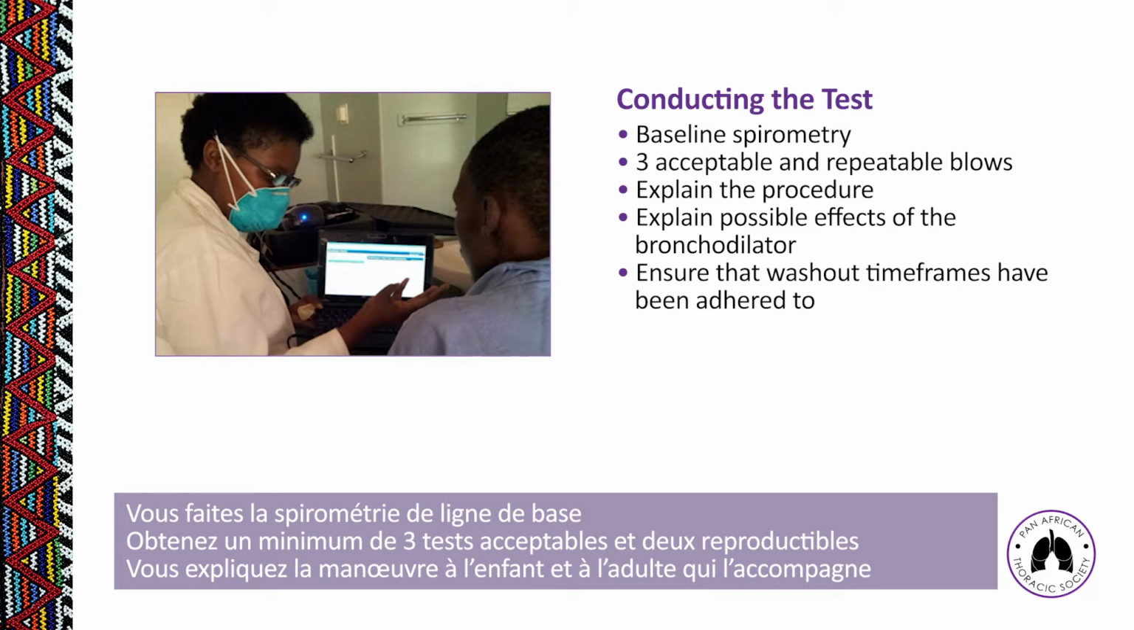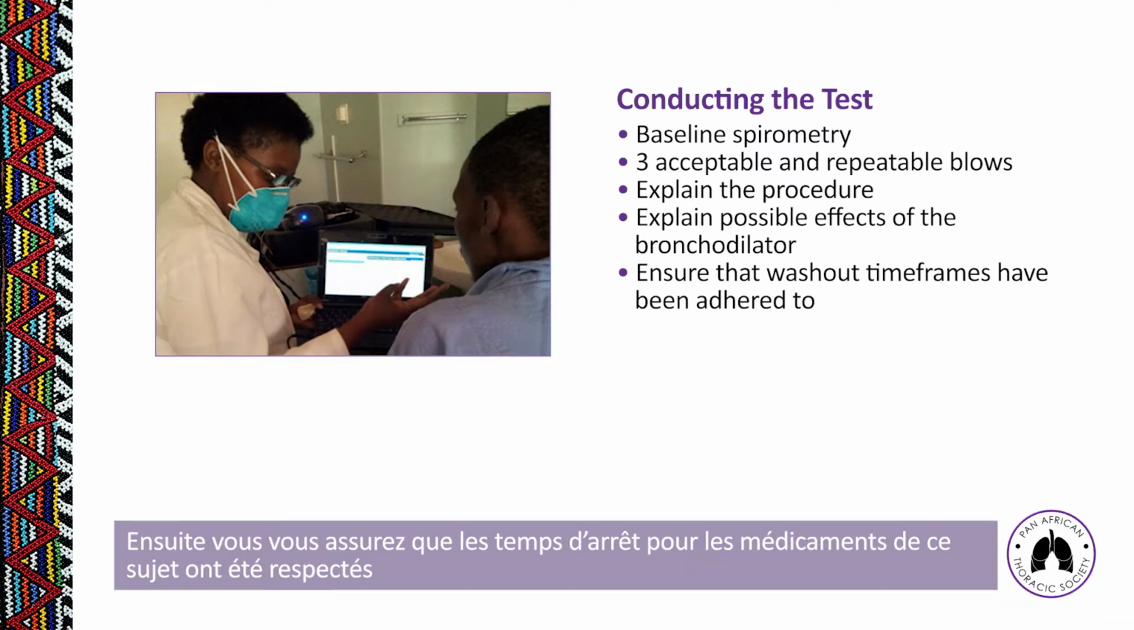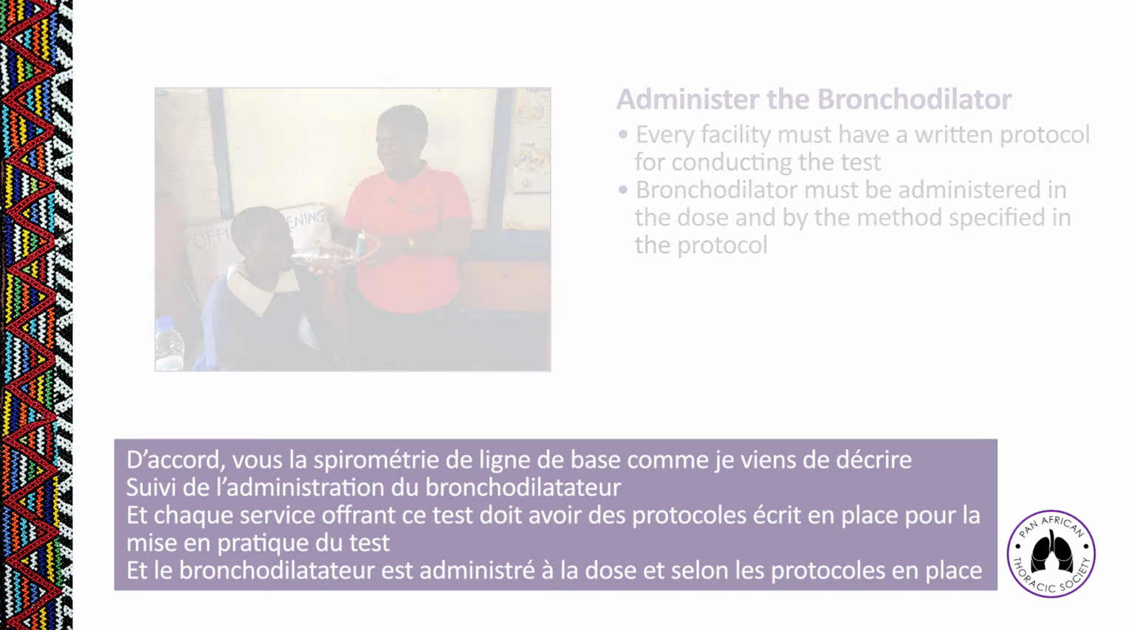You explain the procedure to the child and to the caregiver. You explain about the possible effects of the bronchodilator medication that you are going to give them. For example, that they might have a slightly fast heartbeat, a tachycardia, and that usually that might be very short-lived, or it might not happen at all. And then you need to make sure that the washout timeframes for the particular medications have been adhered to.